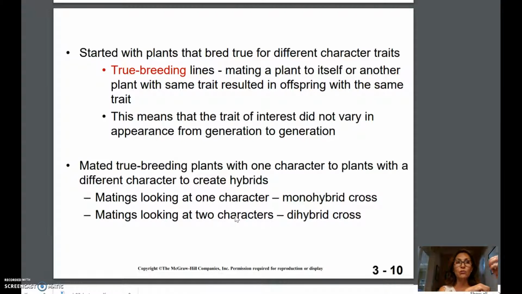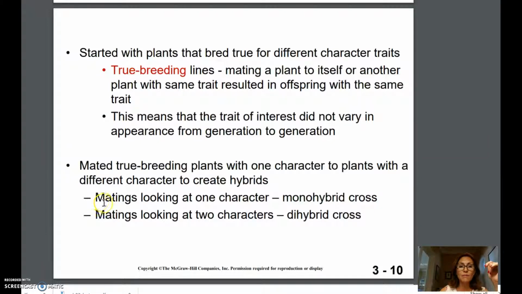So he started with true purple plants and true white flowering plants. I should say purple flowering plants. And so what that means is that the trait that he was looking at didn't change from generation to generation because of changes in the organism itself. Okay? When he mated these true breeding plants, what he noticed was that sometimes some of the offspring looked different.